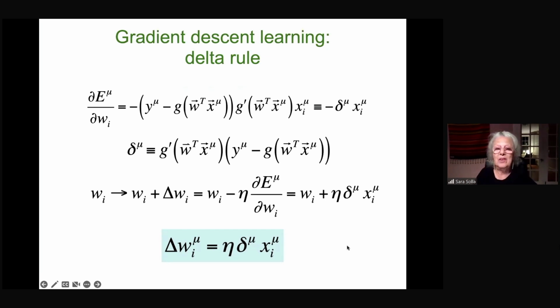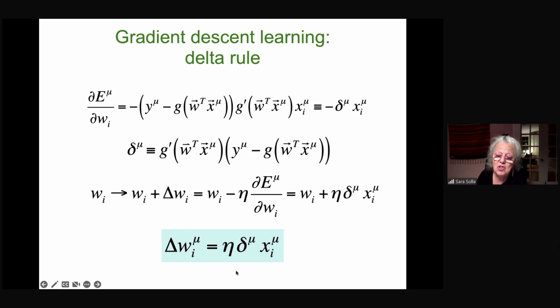So we know that this can be written in a very simple way if we just keep xi mu and we define everything else as delta mu. So if we define delta mu this way, then the change that we want to make in the ith component of the weight vector, the weight wi, which is going to be minus a learning step times the gradient, the derivative of the cost function with respect to wi, can be simply written as delta x.